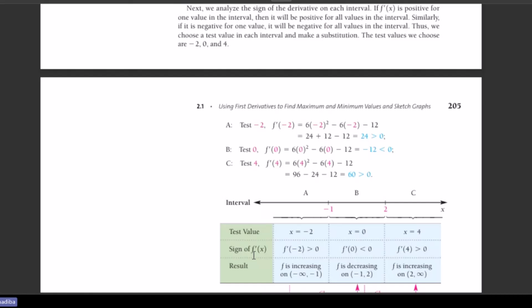Done. Your table at this point in time, in the first row, is having interval, and then the next column has in brackets -infinity, comma -1. The next column has -1, +2. The last column has 2 and +infinity. Do we agree? Yes, sir. Then in the second row, in the first column, you have got test value, sign of first derivative, and then result. For test value, the numbers in that row, you've got -2, 0, and 4. Do we agree? Yes, sir.